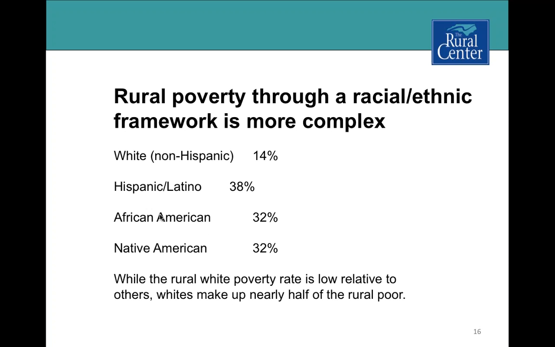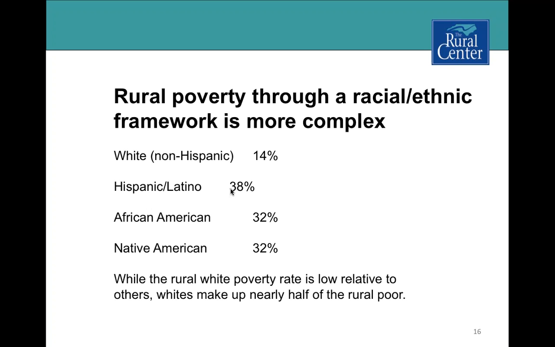Rural poverty through a racial and ethnic framework is also complex. The white non-Hispanic poverty rate is 14%. The Hispanic Latino poverty rate is 38%. For African Americans, 32%. Native Americans, 32%. So there's a tremendous differential between whites and communities of color in rural North Carolina in terms of poverty rates.